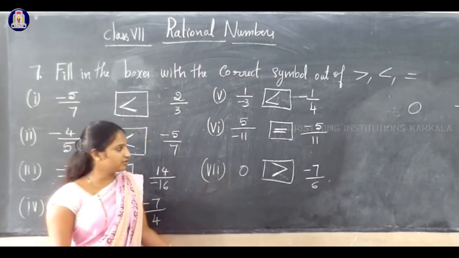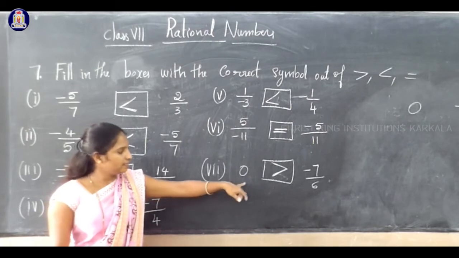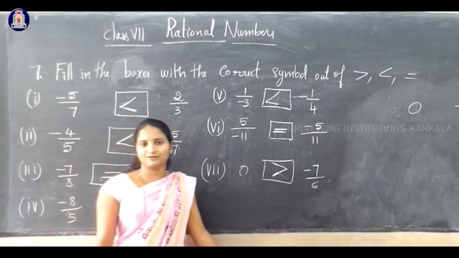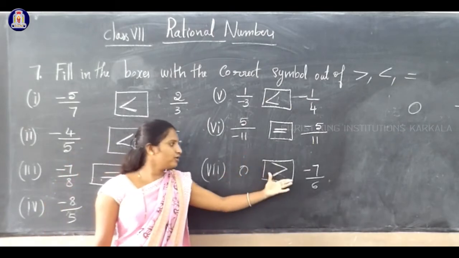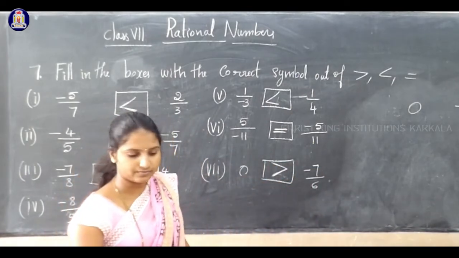No need of making the denominator. Here there is no denominator. If you want, you can write 1 and multiply, we will get the same answer. Okay? This is very simple. 0 is greater than minus 7 by 6.